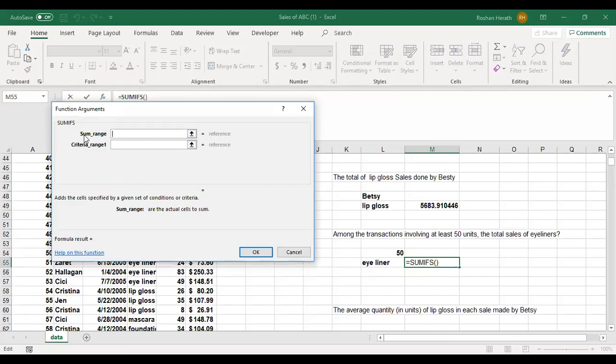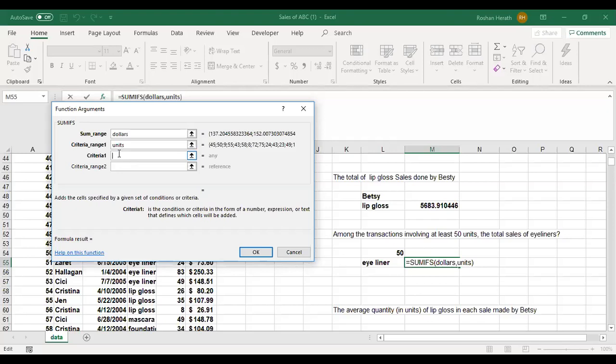So you have to look for it. It is going to be the dollars, the sum range. Then the criteria 1, the first one, you need to ensure that the units must be, if you are going to use the reference, here it involves the greater than or equal. So keep the space, take the ampersand, keep the space, make the reference. And then the criteria 2, it is going to be the product, and that has to be eyeliner.